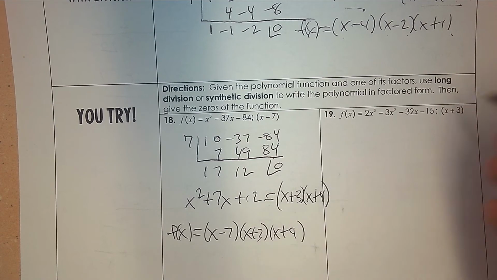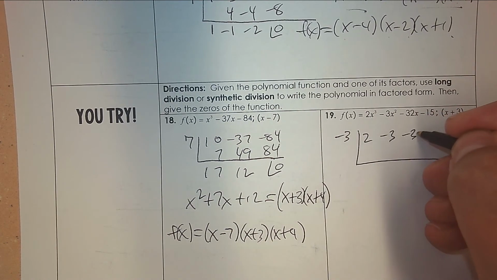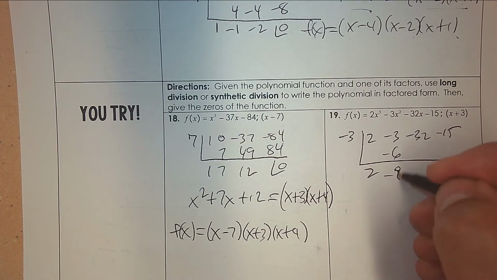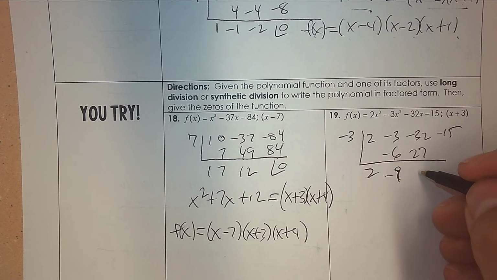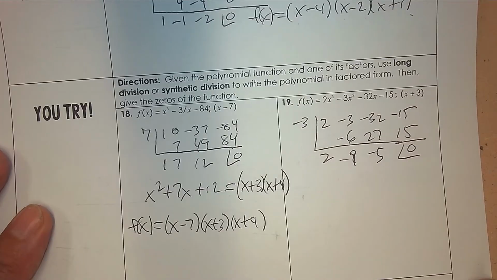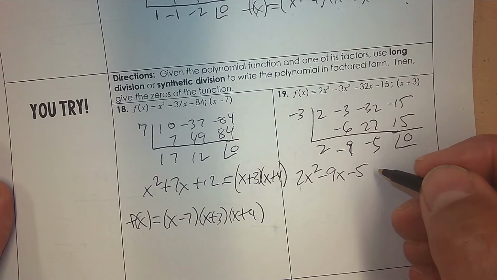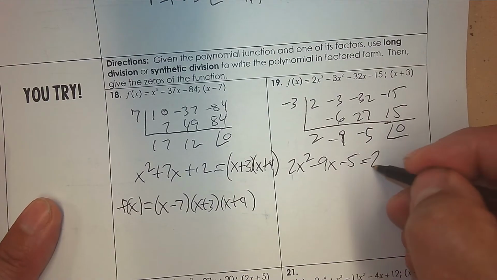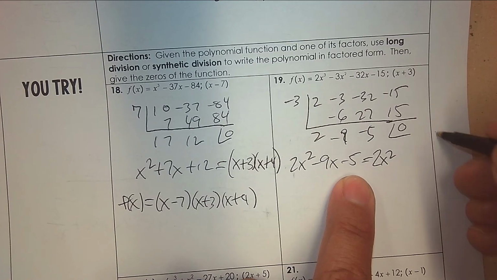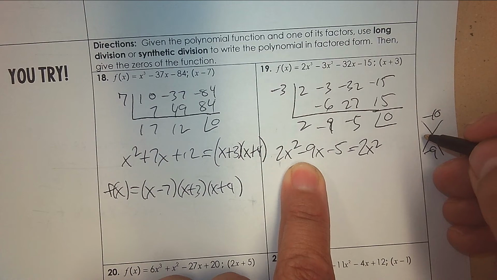All right, let's try it again. Negative 3. Add and then multiply. What I'm left with is 2x squared minus 9x minus 5. Know that 2 times negative 5 is negative 10, and negative 9. The two numbers that would fit here are negative 10 and 1.